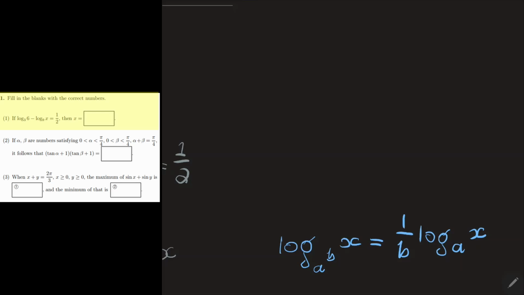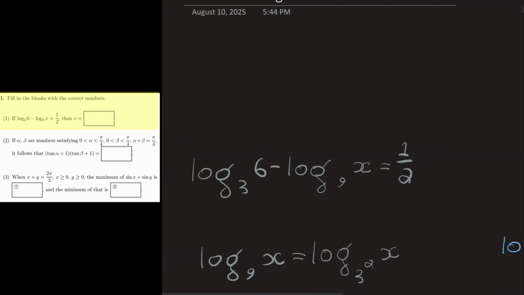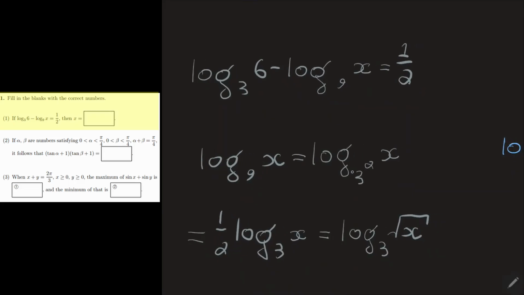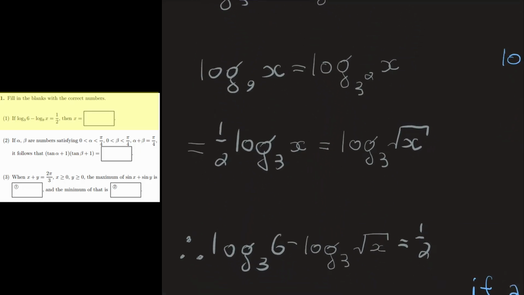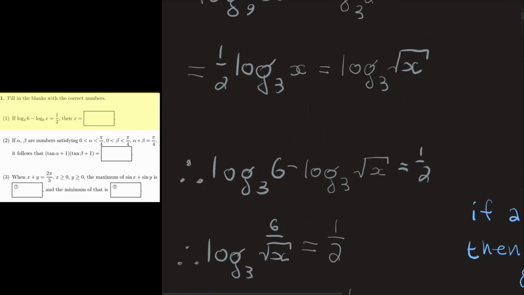So if we use that rule, then we can say that log base 3 to the power of 2 of x is just equal to 1 over 2 times log base 3 of x, and then using the regular power rule, we can say this is just log base 3 of the square root of x, right? Because 1 over 2 becomes the exponent of x, and the exponent of 1 over 2 is just the square root. So now we have both of our logs in base 3. With this, we can combine our two logs using the log subtraction rule to get that log base 3 of 6 over the square root of x is equal to 1 over 2.